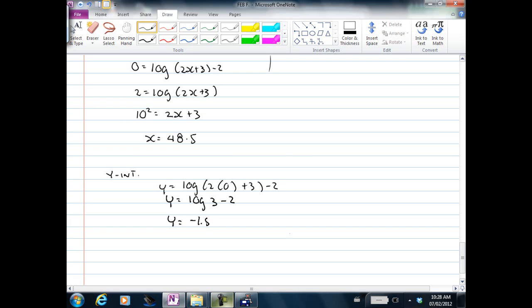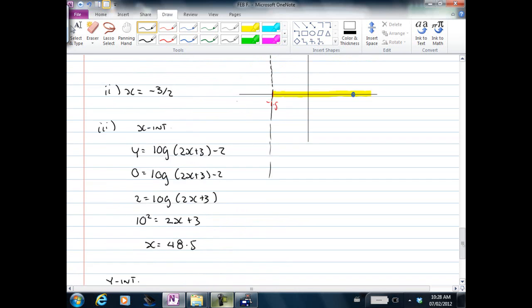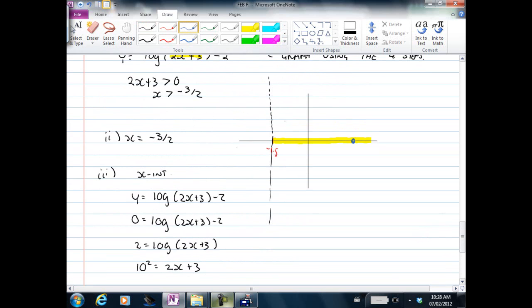Negative 1.52. Negative 1.52. And I'm going to play the guessing game again. Somehow, my y-intercept has to be somewhere around here. To look at the shape of the graph, I look at the base. My base is 10. So we're going to go with the flow now. Start really close to it, but never touch. And I'm just going to draw a rough sketch. Somehow it has to go through all there. And that's it. You're done. Very easy, very simple. No tricks.